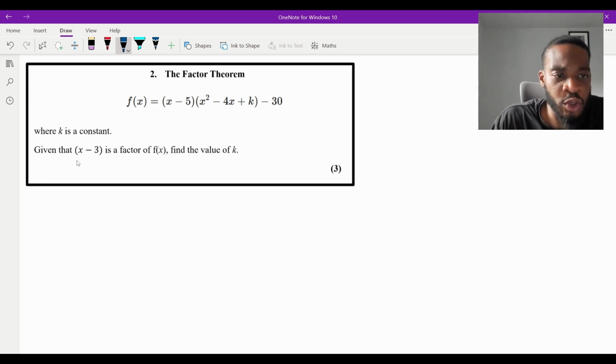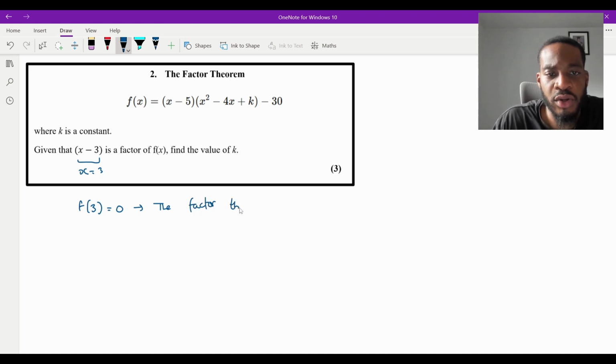Now, all you want to do is just set your factor equal to 0. If I do that, that means x will equal 3. And from the factor theorem, it means that f of 3 will equal 0, right? And then I'll just write the factor theorem here. Factor theorem. So essentially, all you need to do is just plug in x equals 3 into your function, set equal to 0, and then solve for k.